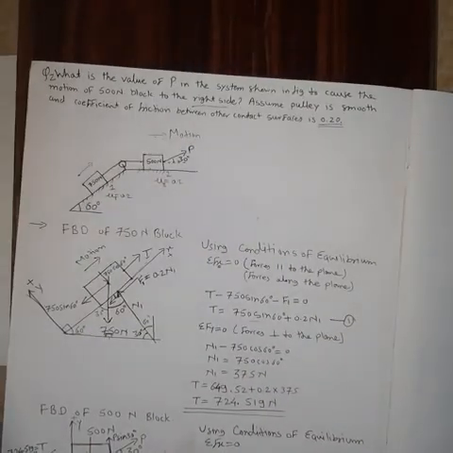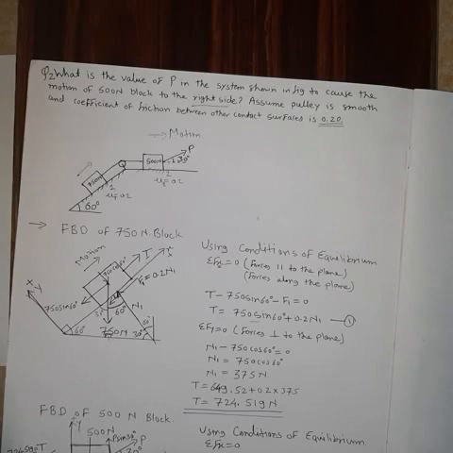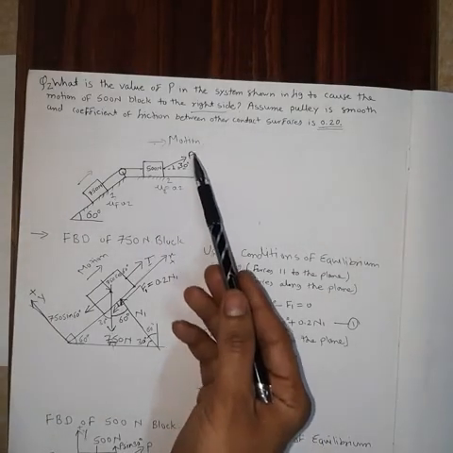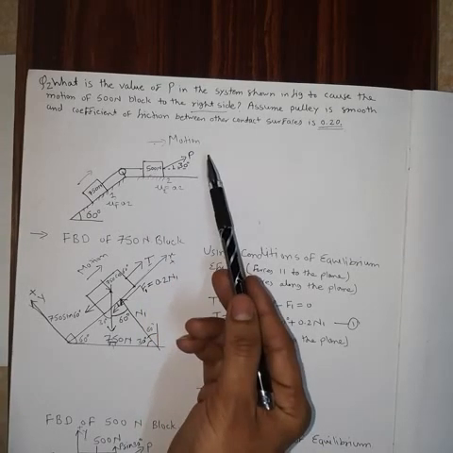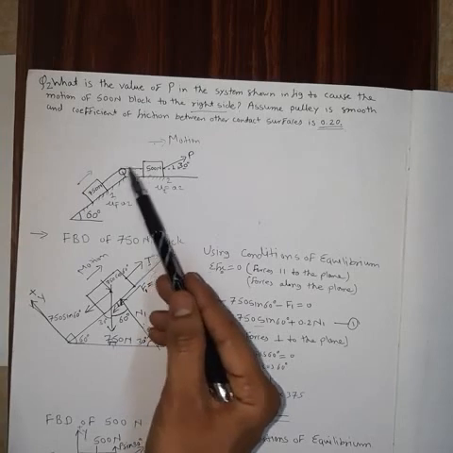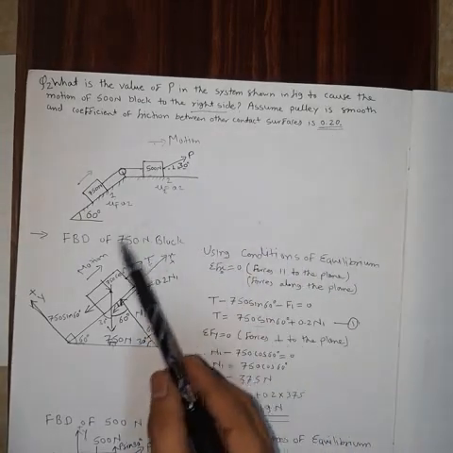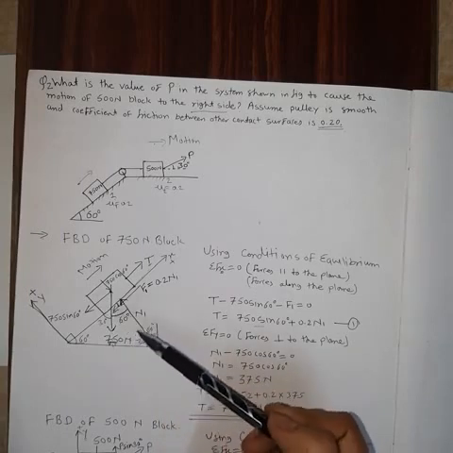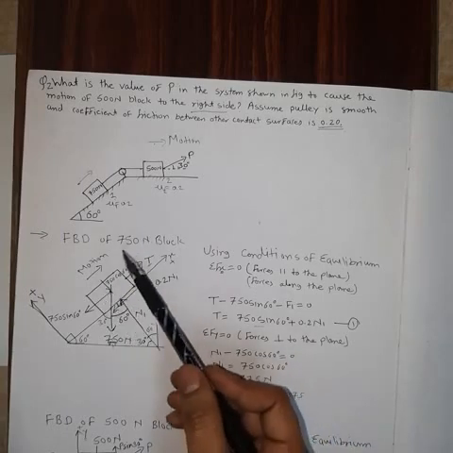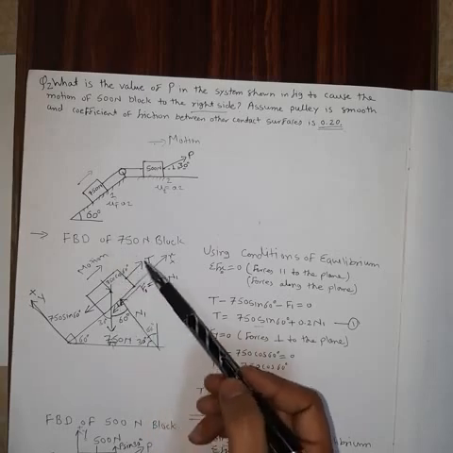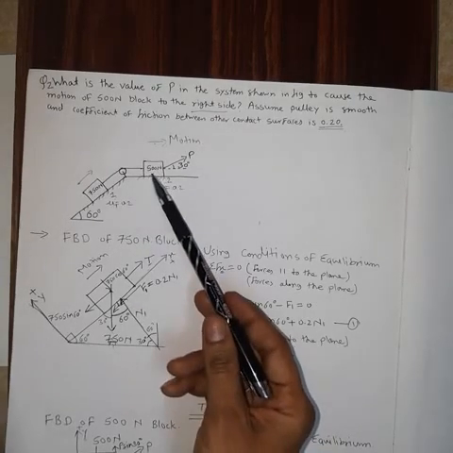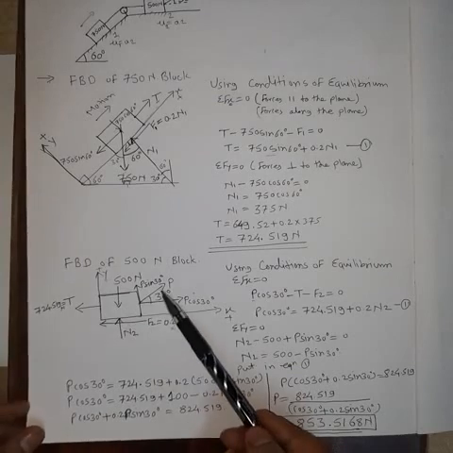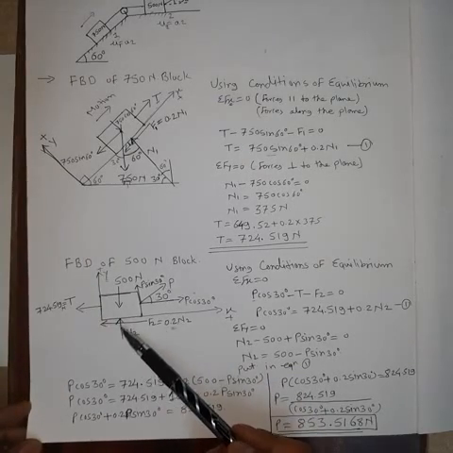So once again I will revise the solution. First understand the question itself. The question asks to determine the value of force P that will start the motion of this system of the 500 Newton block toward the right side. Assume the pulley is smooth and the coefficient of friction is 0.2. So we have to draw the free body diagram. In terms of unknowns, the 750 Newton block FBD will contain only two unknowns, T and this reaction, whereas the 500 Newton block will contain three unknowns, P, T and this reaction.